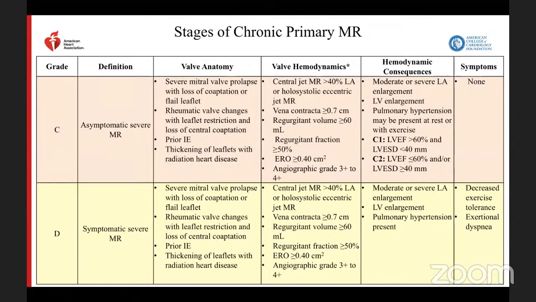So stage C1, when we have the compensated ventricle with ejection fraction more than 60% and LV end-systolic dimension less than 40 millimeter. Stage C2, when we have decompensated ventricle with left ventricular ejection fraction equal or less than 60% and/or left ventricular end-systolic dimension equal or more than 40 millimeter with no symptoms.